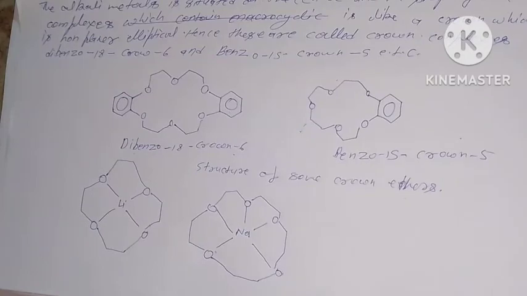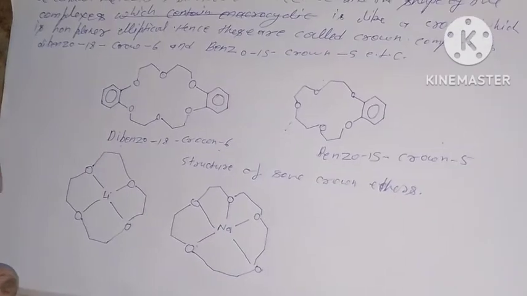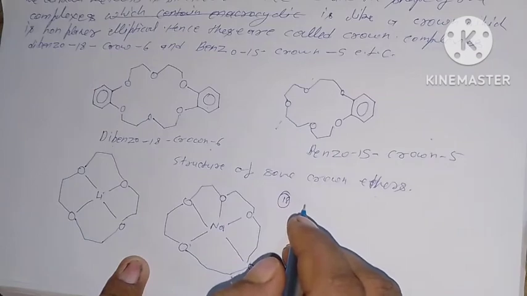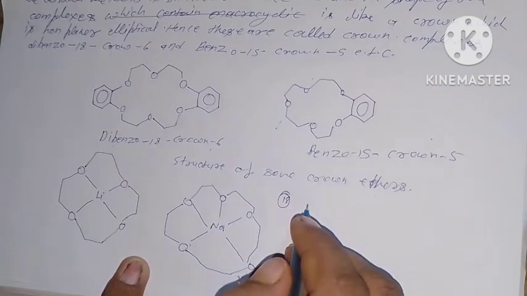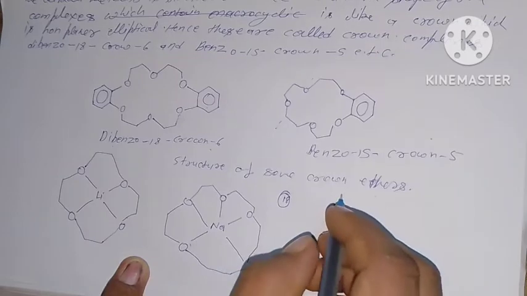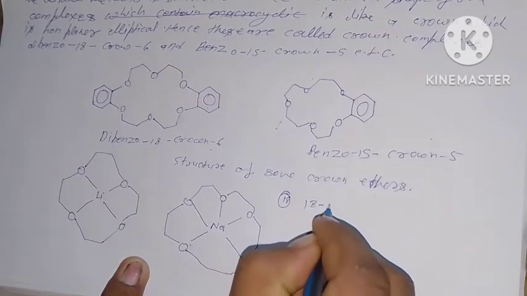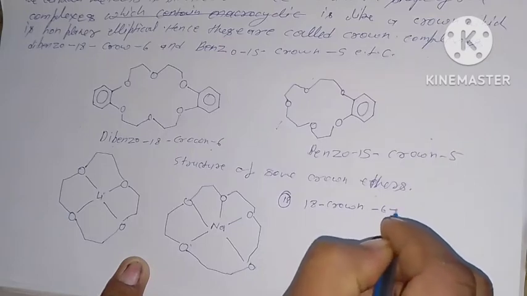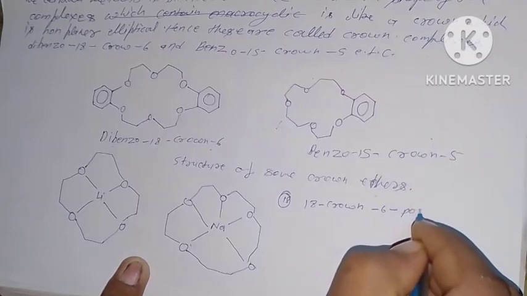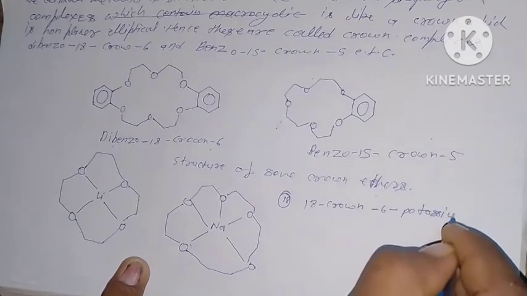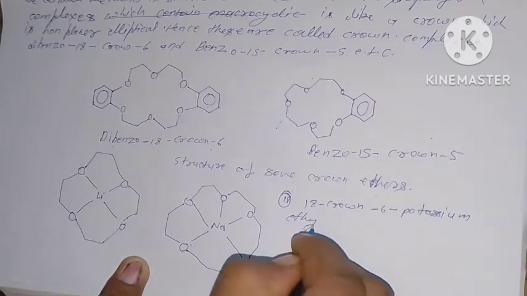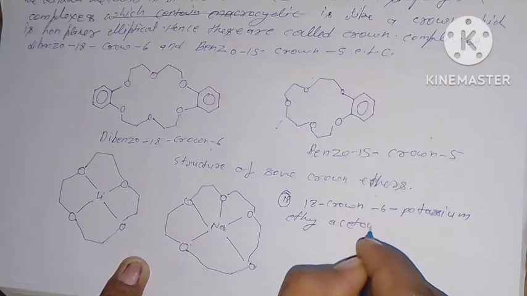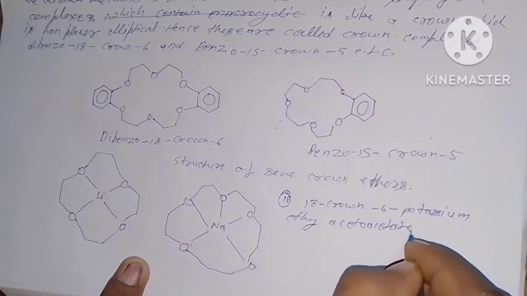Some important examples of polyether crown complexes are given. You can see, first is 18 crown 6 potassium ethyl acetate enolate.